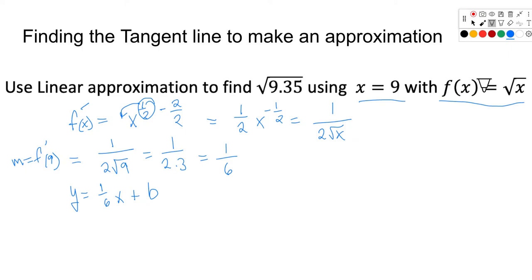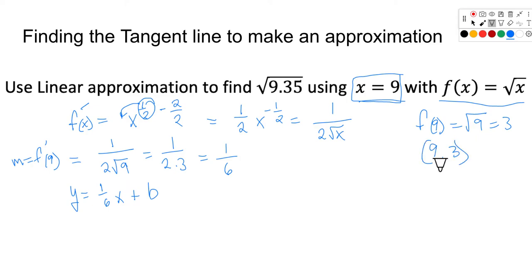We'll have that linear equation. So what we need is a pair of points, x and y. Well, what could we use? Plug it into the original equation, not the derivative equation, right? So we go f of 9 equals the square root of 9. So f of 9 equals 3. So that is actually a point: x is 9, y is 3.